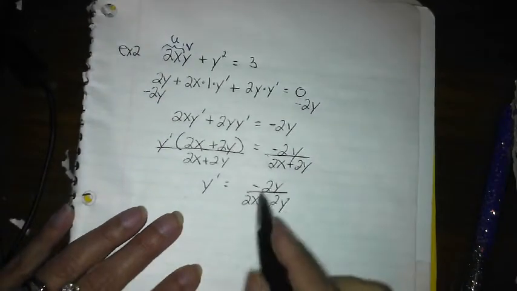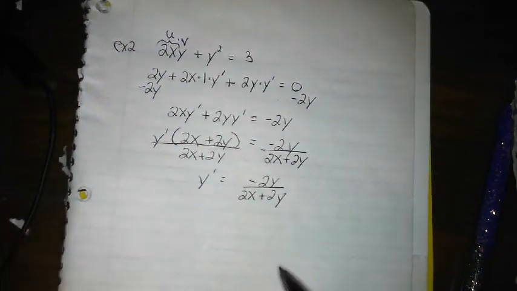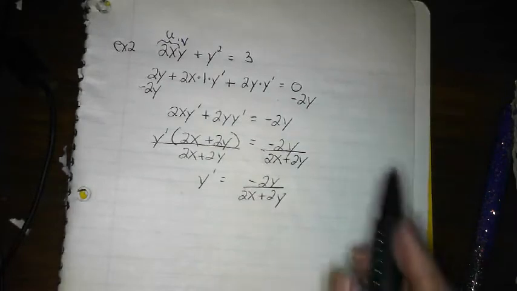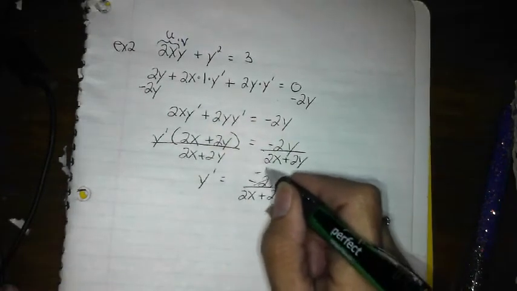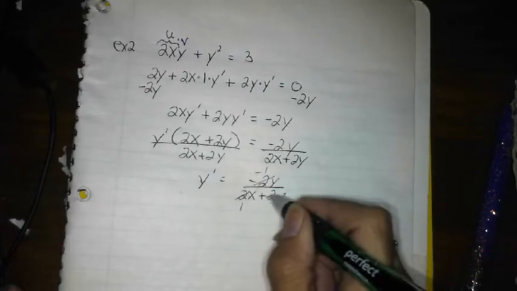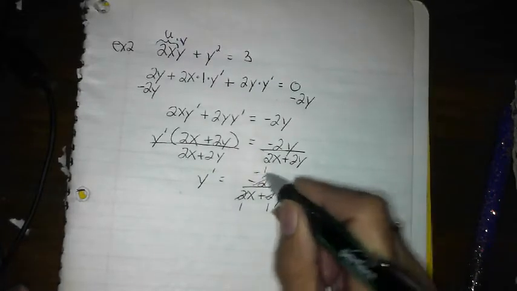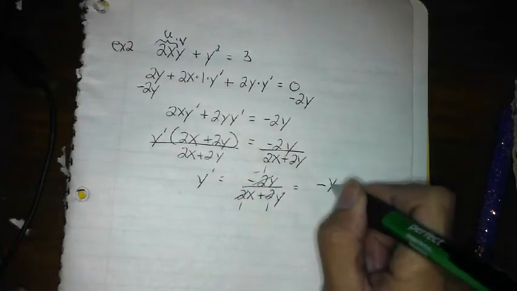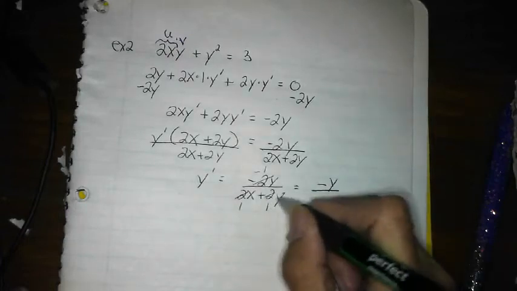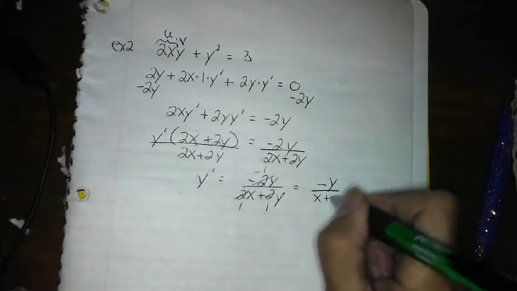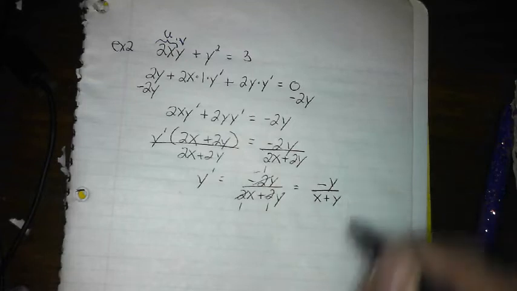And if you look at your 3 baskets, there is a common factor of 2 that needs to get canceled. So that'll be down to negative 1, 1, 1. So our final derivative is going to be negative y over x plus y. And do not cancel those.